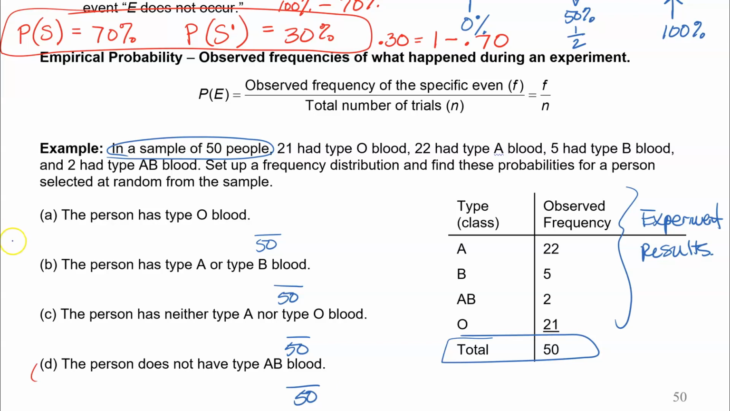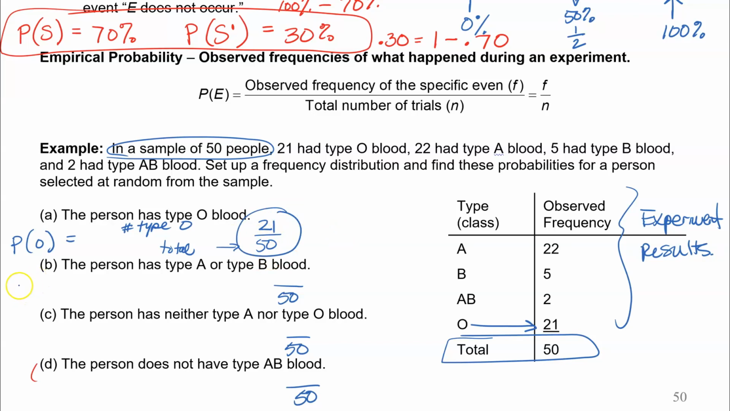So part A says, what's the probability that somebody has type O? Okay, so the total is on the bottom, 50, and let's find the number of type O to figure out the top. So if we look at the table, the number of type O is 21, so the answer here is going to be 21 out of 50.